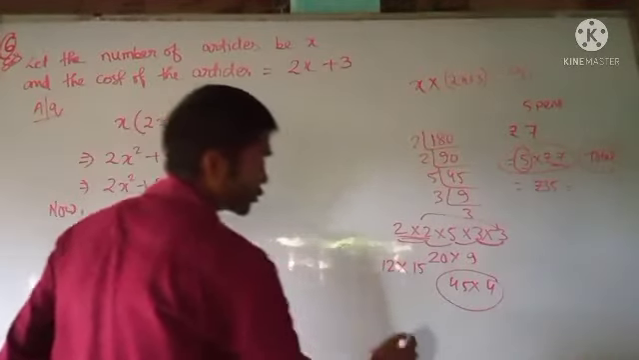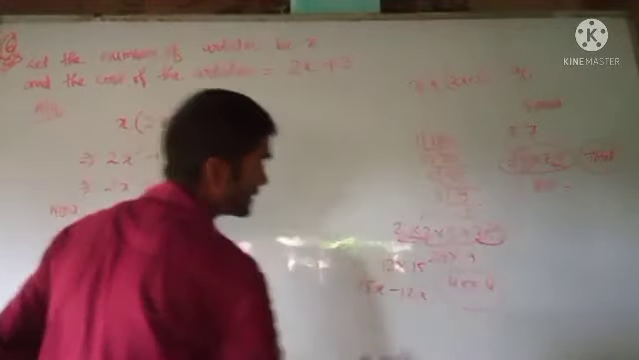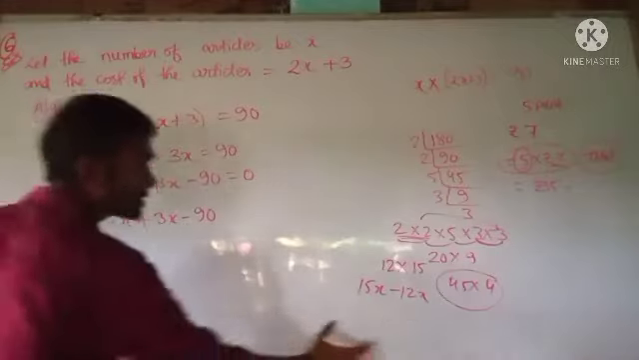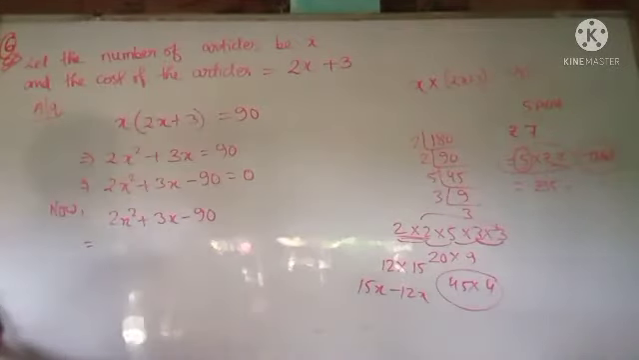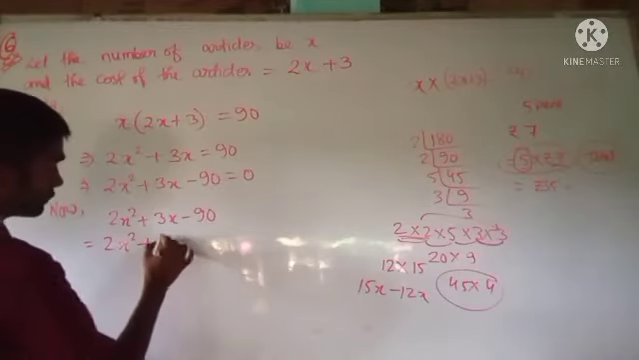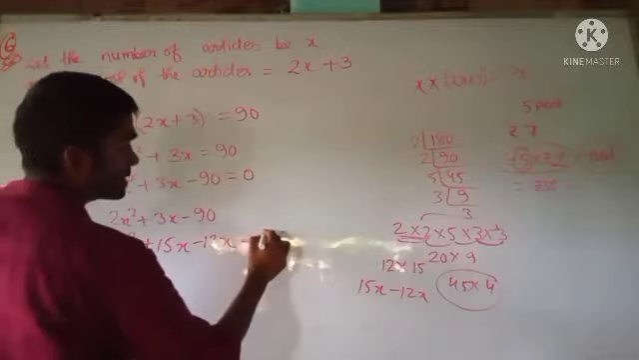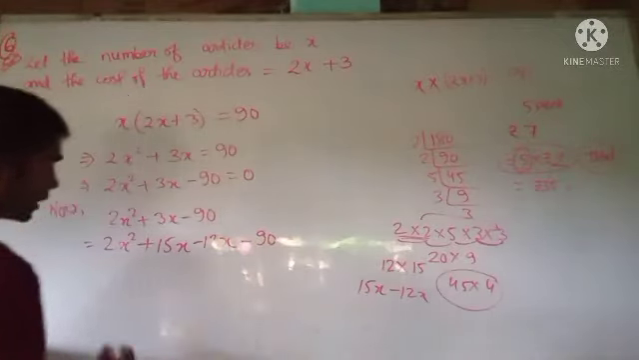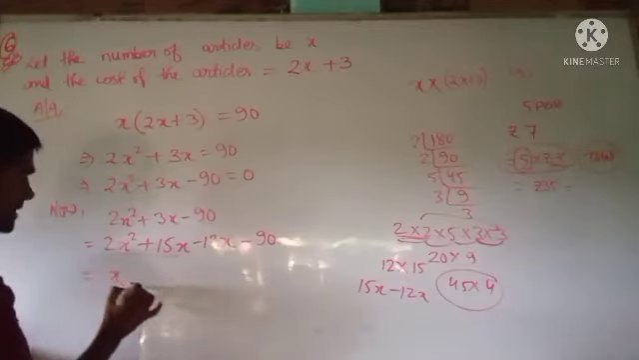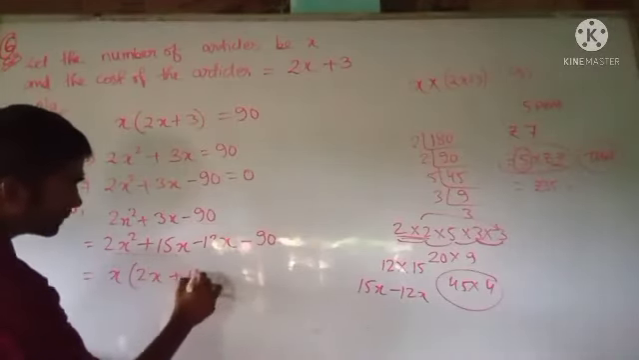So we will take 15x minus 12x, then we will get 3x. Instead of this 3x, we will place 15x minus 12x. So 2x squared plus 15x minus 12x minus 90. Now from the first two terms we will take x as common, and we are left with 2x plus 15.